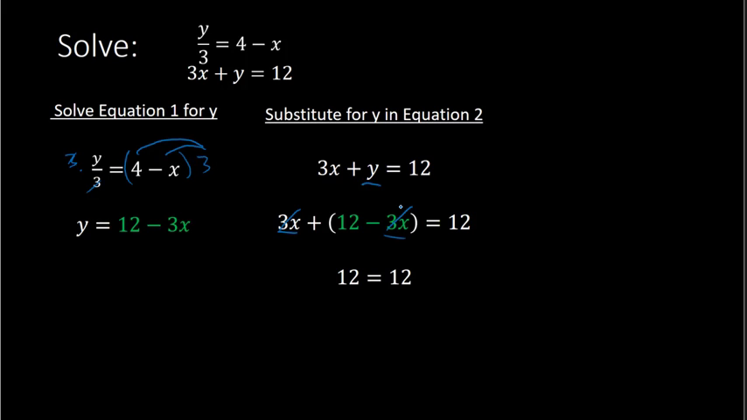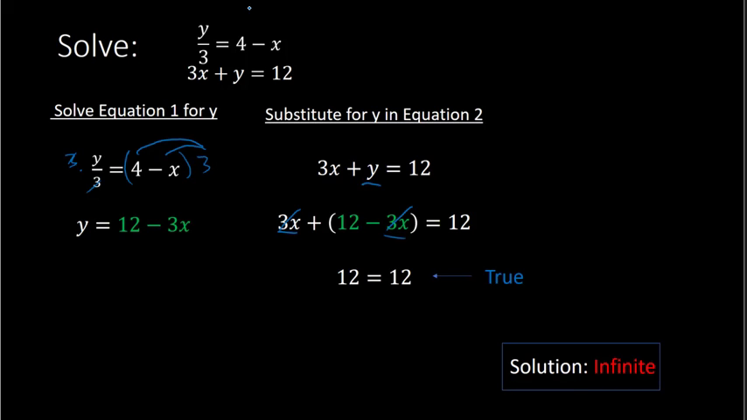So again, this is unique because there is no variable left over, and we just have a number equaling a number. Well, in this case, 12 equals 12 is a true statement, and what this means is that we have an infinite number of solutions. So if you see a false statement, like 11 equals 12, that is no solution. If you see a true statement, such as 12 equals 12, that would be an infinite number of solutions.